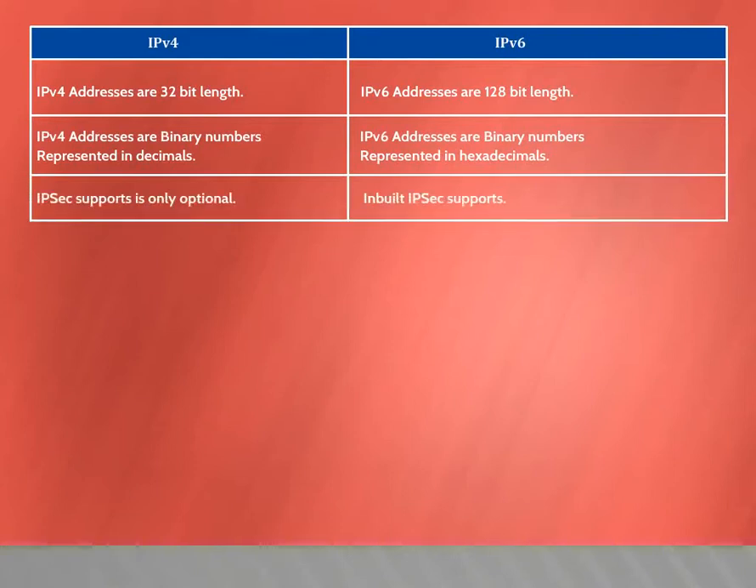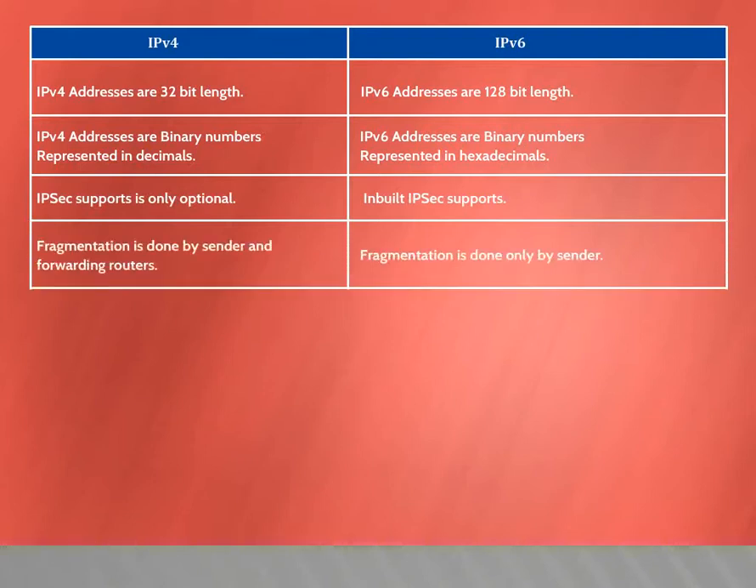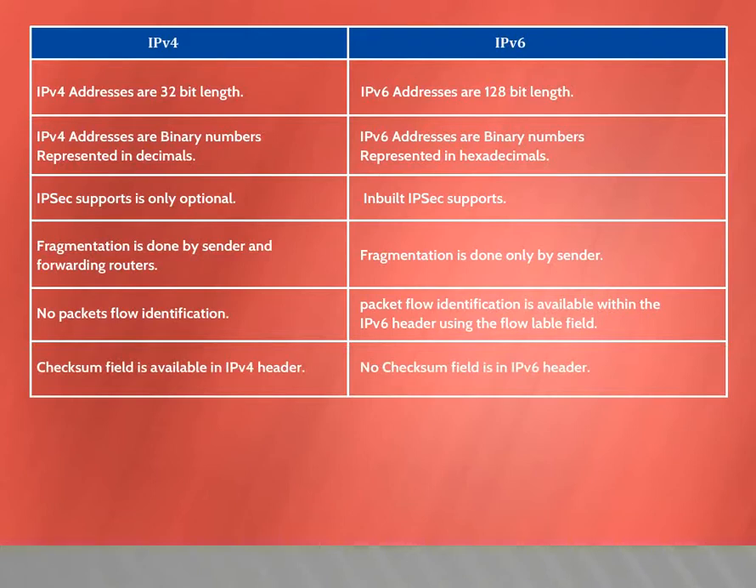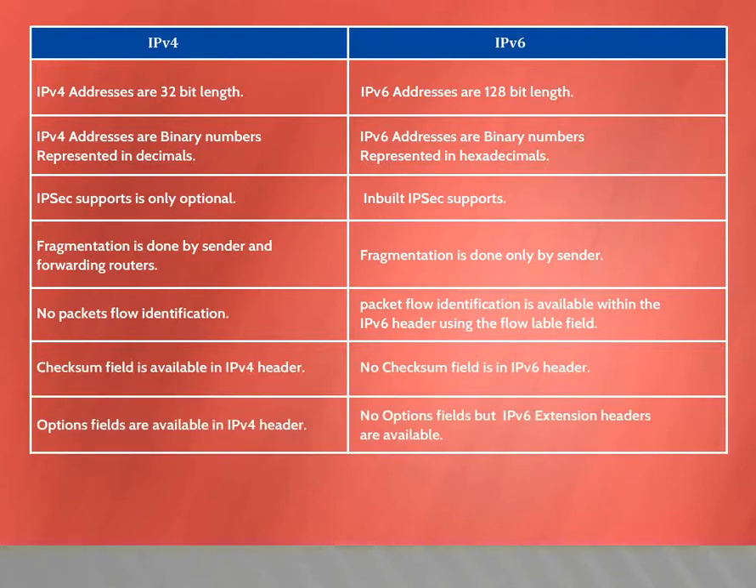IPsec support is only optional in IPv4. IPv6 has inbuilt IPsec support. In IPv4, fragmentation is done by the sender and forwarding routers. In IPv6, fragmentation is done only by the sender. IPv4 has no packet flow identification. Packet flow identification is available within the IPv6 header using the flow label field. Checksum field is available in the IPv4 header. No checksum field is in the IPv6 header. Options fields are available in the IPv4 header. No options fields, but IPv6 extension headers are available.